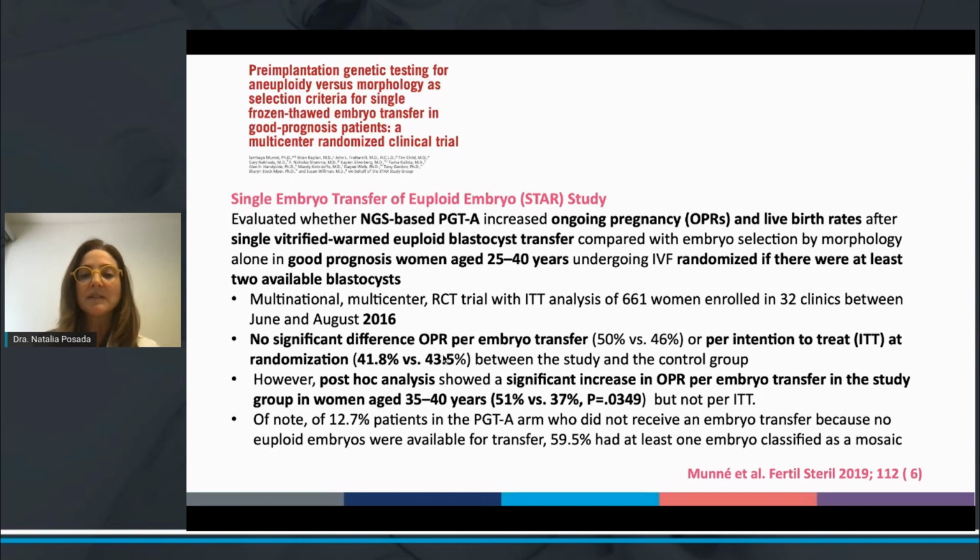This, however, was not evident by an intention to treat analysis, and it's possibly due to the fact that in 12% of patients with PGTA who did not have an embryo transfer, 60% did have at least one mosaic embryo, which nowadays would have been transferred and which would have probably increased the pregnancy rate per intention to treat.